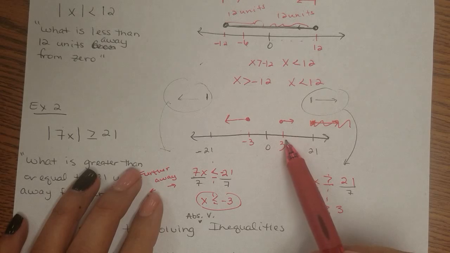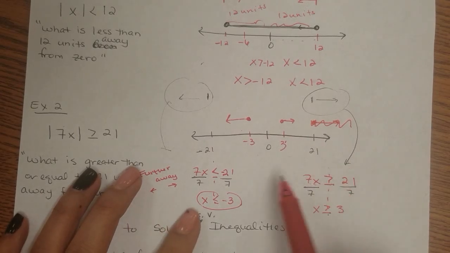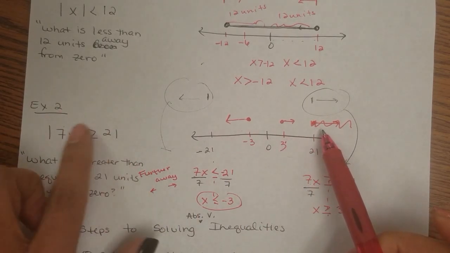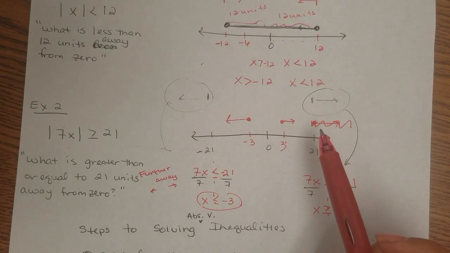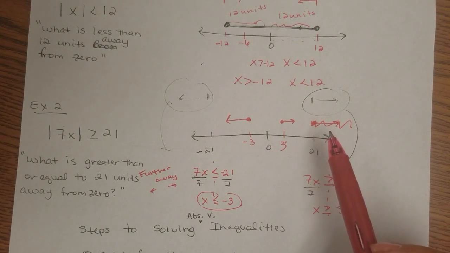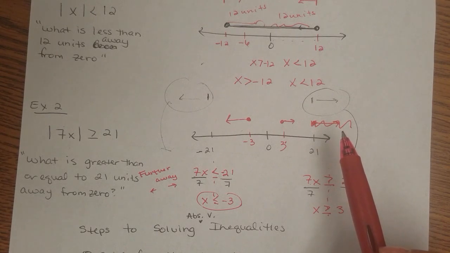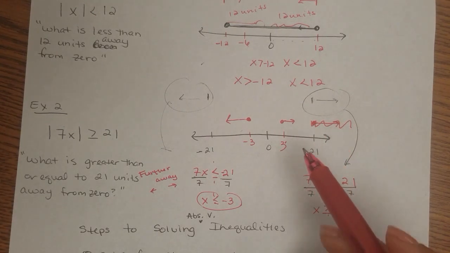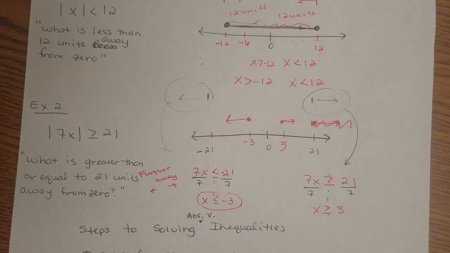Any value that I pick greater than positive 3 or less than negative 3 would satisfy this inequality, which means that it would put me more than 21 units away from 0. Okay, so that's a little complicated. That's fine if it kind of confuses you.